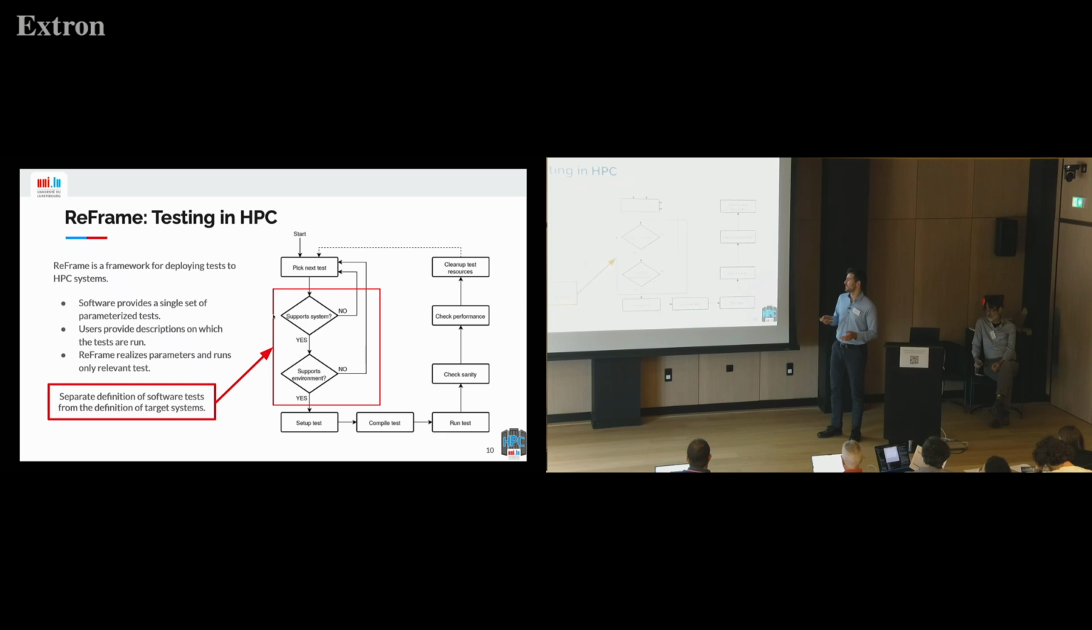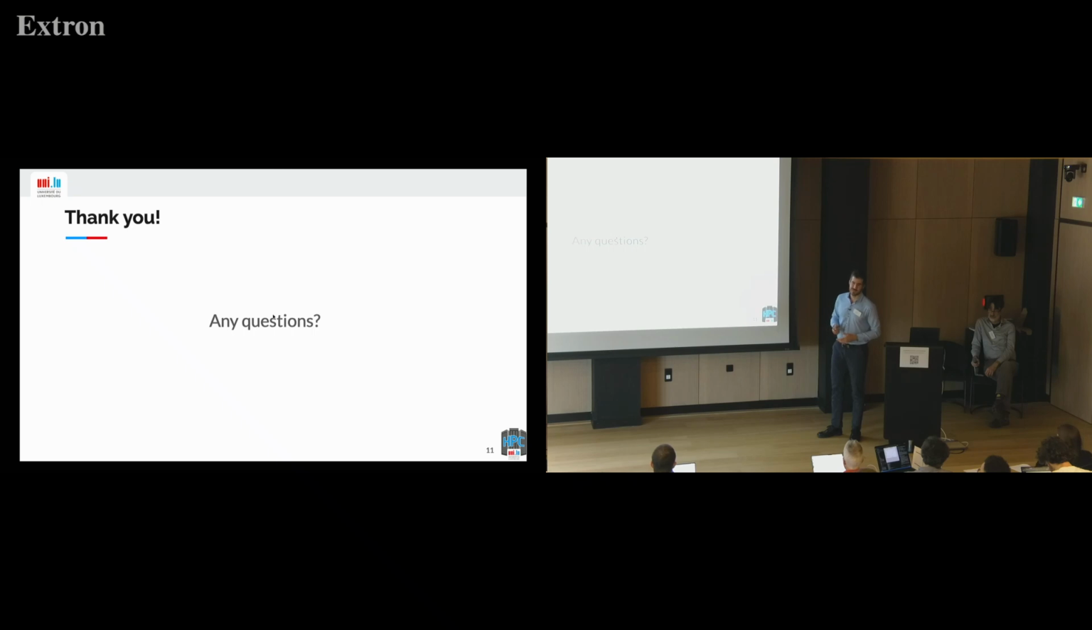Reframe does that using a very simple workflow like here. It just selects its test. It checks if the current platform on which you are running supports this test, and then it runs it. So it compiles, runs the test, checks the sanity, so if there is any fatal error, and also it can test performance so that you can catch performance regressions. Yes, so that was an overview of the Easy development environment. Thank you very much.